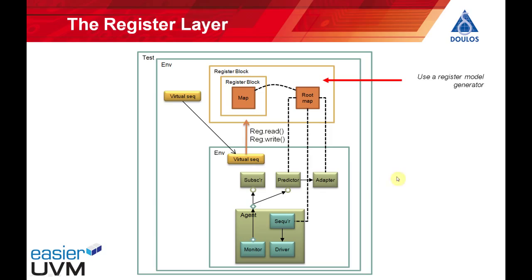What then happens is that the virtual sequence within the top-level env will start a virtual sequence associated with a specific agent, and that virtual sequence can then make reads and writes into registers in the register model. The registers in the register model will then have been connected through an address map to the components in the UVM verification environment, such as the predictor, the adapter, and the sequences within the agents.